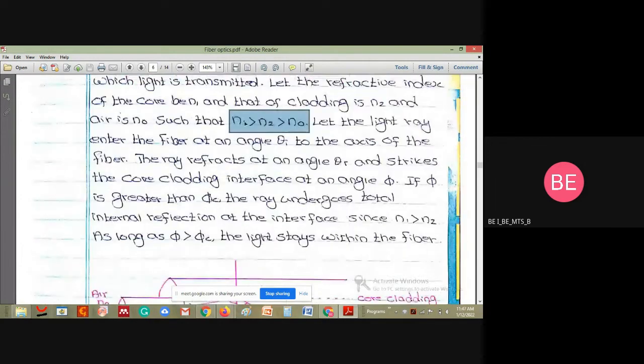N1 is the refractive index of core which is larger, N2 is the refractive index of cladding which is less than core, and N0 is the refractive index of air which is less than both core and cladding, right? So this is a relation that connects the refractive index of core, cladding as well as the surrounding medium air. Let the light ray enter the fiber at an angle of theta I to the axis of the fiber. We had given the sketch already.